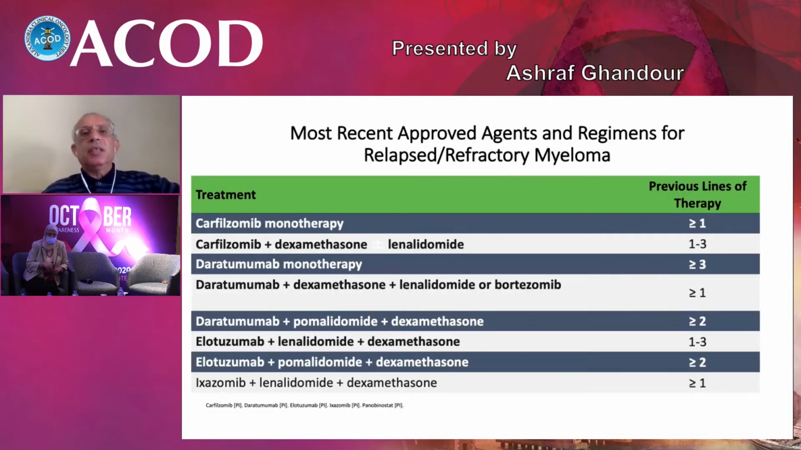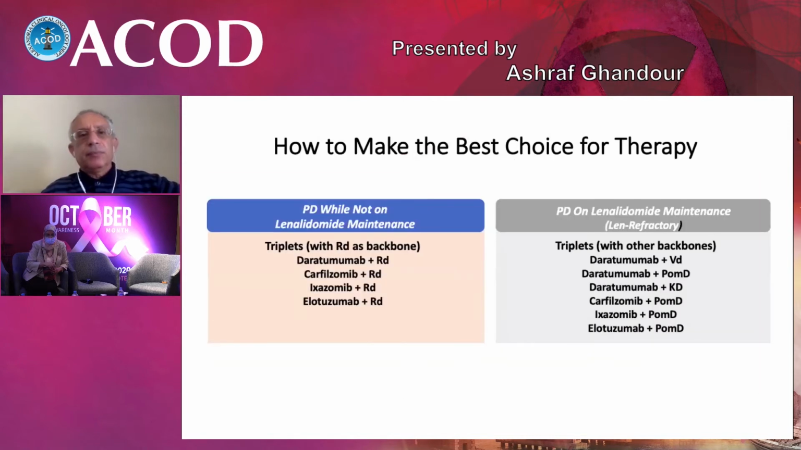These are the most recently approved agents and regimens: carfilzomib monotherapy, carfilzomib with dexamethasone and lenalidomide, daratumumab monotherapy, daratumumab with dexamethasone, daratumumab with pomalidomide, daratumumab, elotuzumab, ixazomib, and extra. How to make the best choice for therapy?